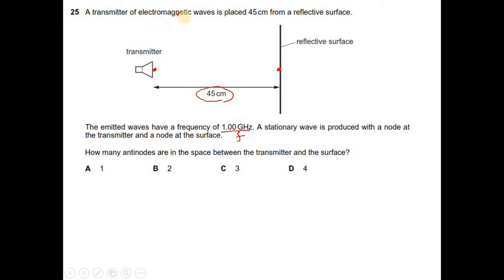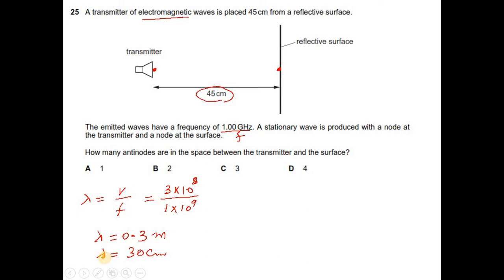This is all about electromagnetic waves and frequency is given, so we can figure out the wavelength. Wavelength lambda is velocity upon frequency. That means 3×10⁸ divided by frequency 1 gigahertz, 10⁹. So lambda is around 0.3 meter. But the scale is given in centimeters, so lambda is equal to 30 centimeter.